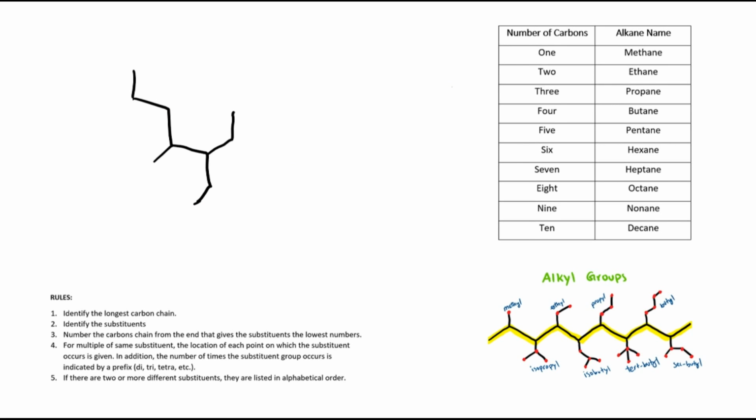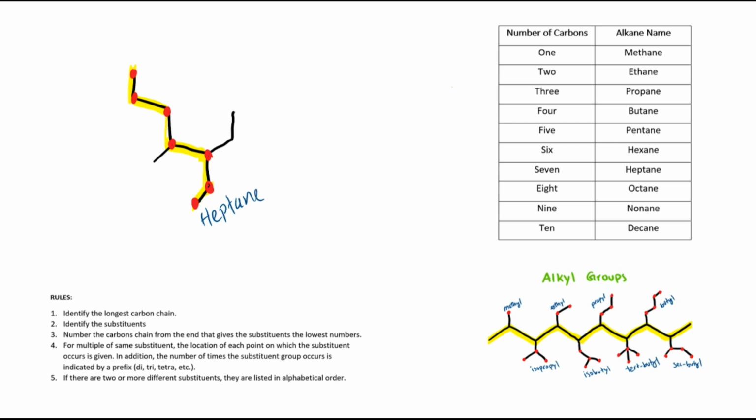We'll start off by identifying the longest continuous carbon chain for this alkane as well. You could choose these to be your longest continuous carbon chain, or you could choose these. It doesn't matter which one you choose because they both have the same number of carbons and they both have the same alkyl groups attached to them. So you will end up with the same naming anyway. I will randomly choose this to be my longest continuous carbon chain, and it has 1, 2, 3, 4, 5, 6, 7 carbons, which is heptane.